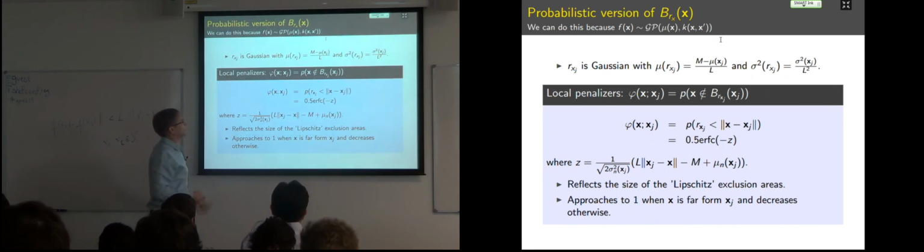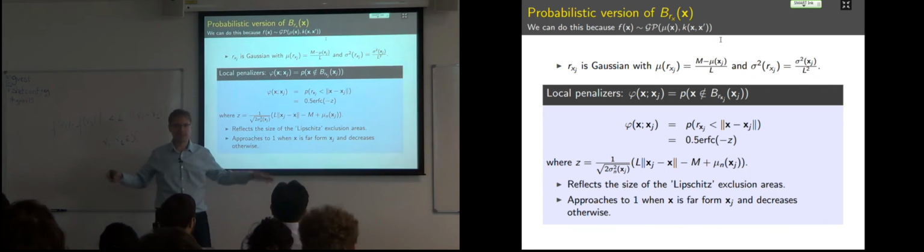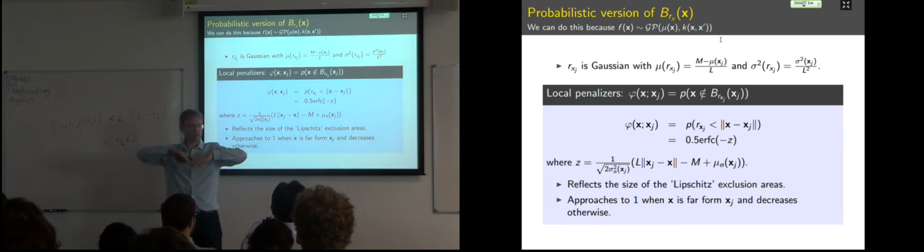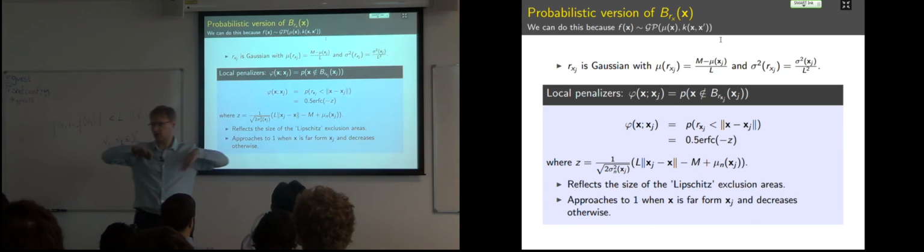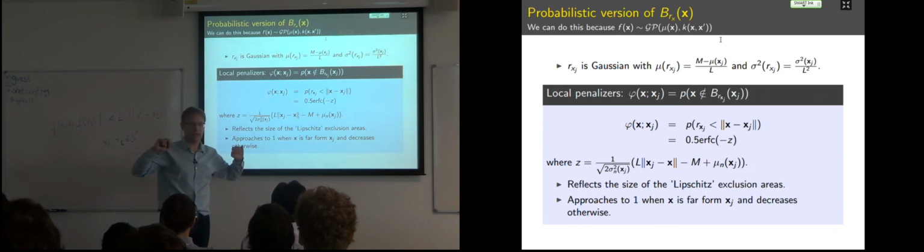So the idea is, well, let's define some functions which represent these cones, these exclusion zones that the Lipschitz constant is giving me.